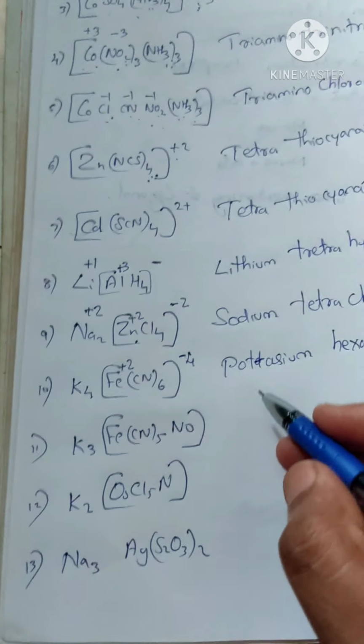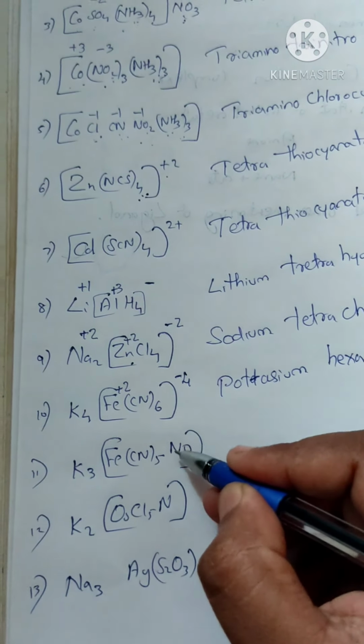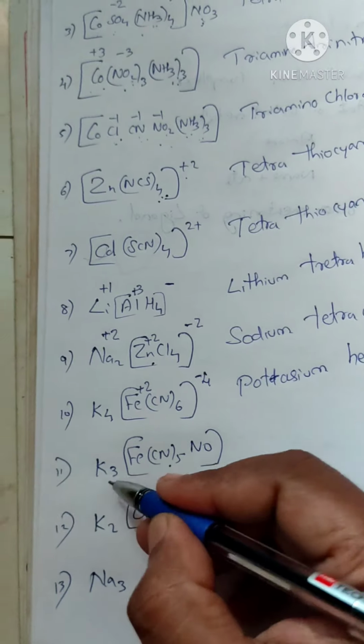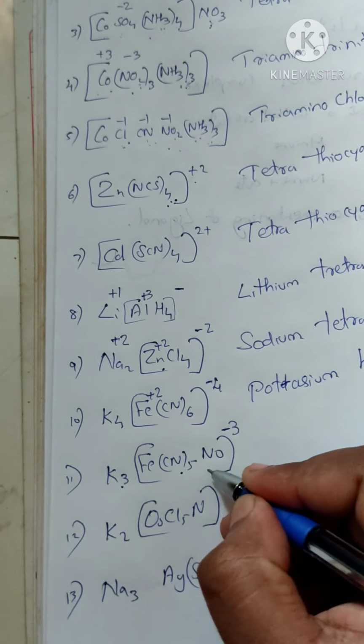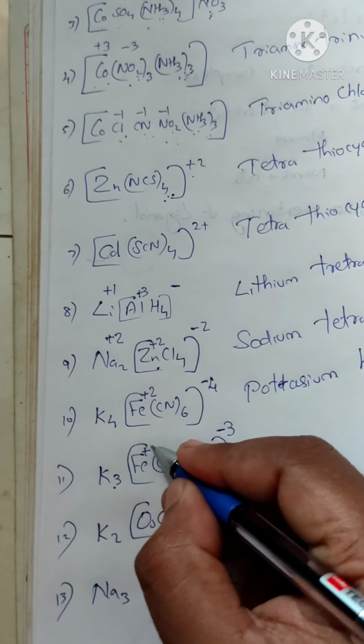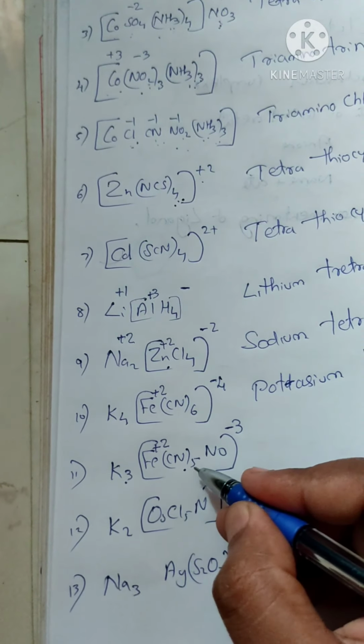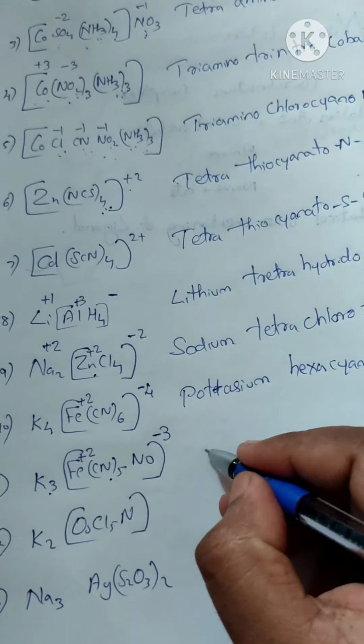Now this one, here there is a ligand called nitrosyl ligand, and this is pentacyano. We have plus 3 oxidation state. Plus 3 oxidation state means this is minus 3, and if this is minus 3 then we have plus 2 oxidation state of iron, and then the 3 negative charge is coming here, minus 3. So we can say potassium.